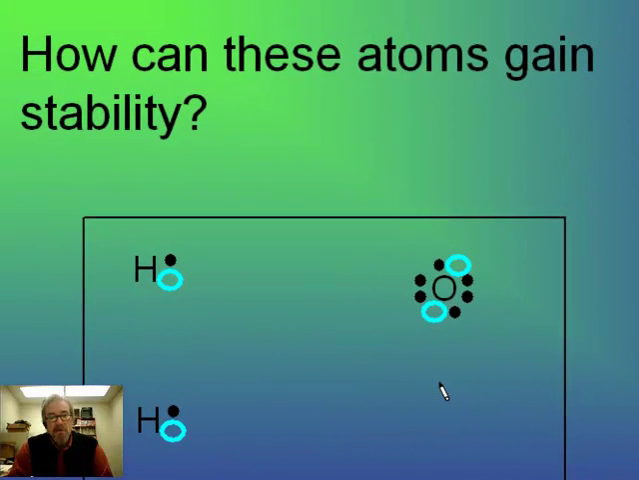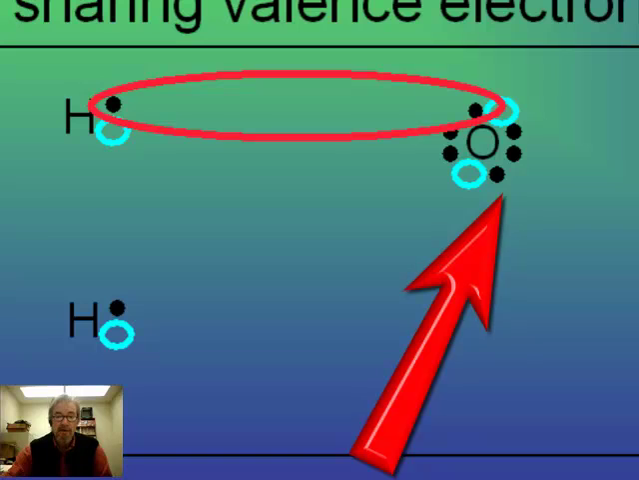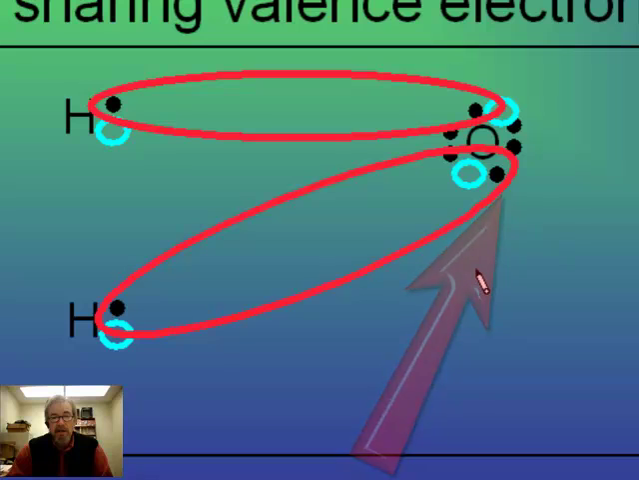So back to our water example. How can these atoms gain stability? Remember, the hydrogens need 2, the oxygens need 8. Well, if one of the hydrogen atoms shares its valence electron with one of the lone valence electrons on oxygen, that would satisfy its need for stability. There's another lone electron in oxygen's structure that the second hydrogen could share with. So if these things can move into proximity of each other, move close enough that they can sort of hover around that pair of electrons and both share that pair, they'll both become stable, kind of like this.